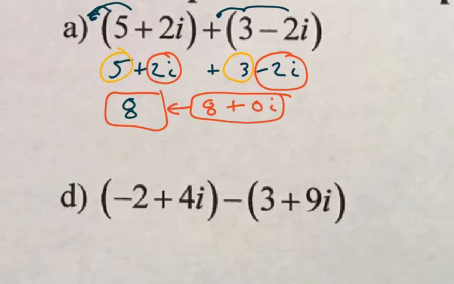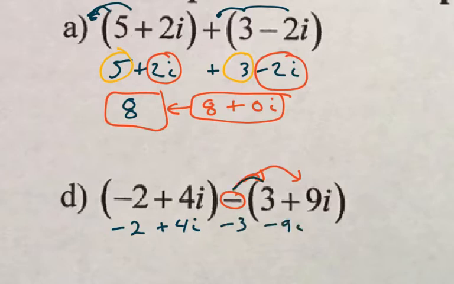All right, look at this problem D down here. Notice I have a minus here. We must distribute the minus, right? So I'm going to rewrite the problem without parentheses and distributing the minus as I just did. So does everyone agree minus times 3 is minus 3 right there? And minus with the 9i means minus 9i there, correct?